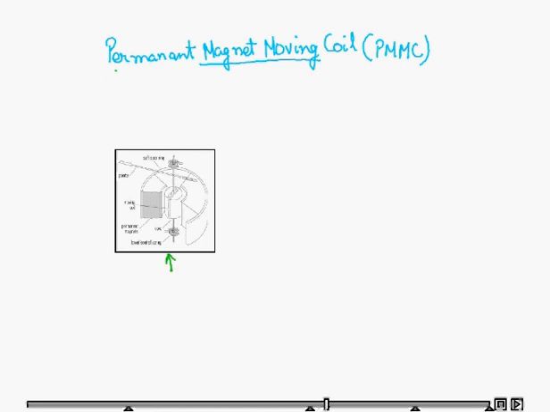Now here there is a permanent magnet seen here. It is the permanent magnet. Moving coil. This is a coil which is going to move. The magnet is permanent and it is stationary. Now this is the core, this is the pointer. Now what will be the principle of it?